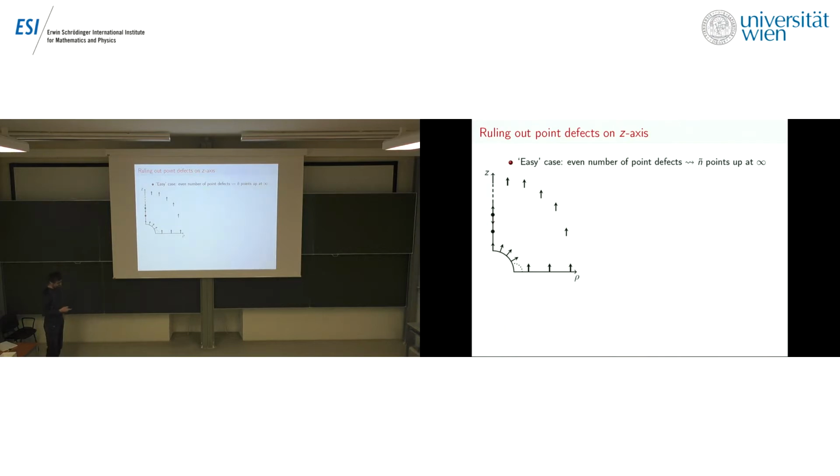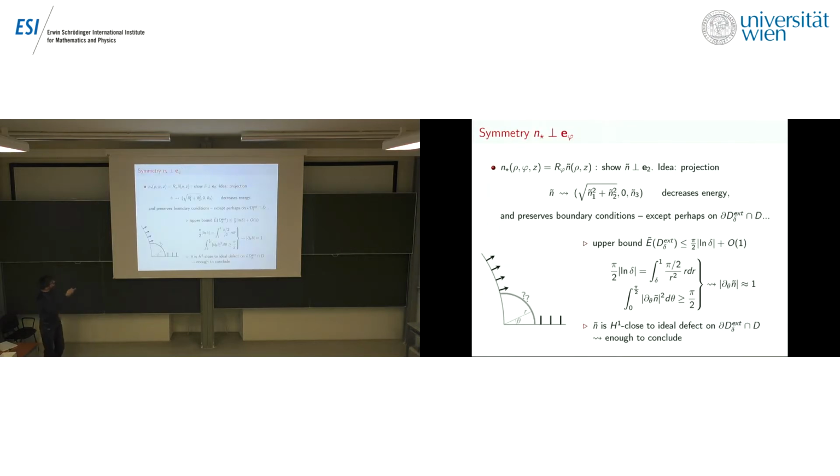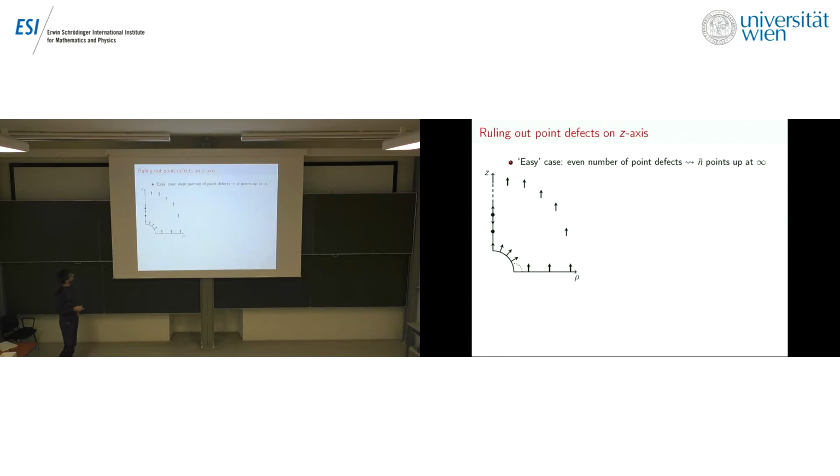Okay, so this is how you manage to get this additional symmetry, and now you want to do the other stuff, which is ruling out point defects on the z-axis. Now, point defects on the z-axis: because of the rotational symmetry, you basically have to be always vertical, but you could be vertical pointing up or pointing down. Oh, by the way, maybe I should say something.